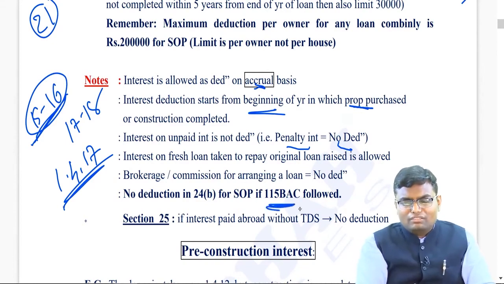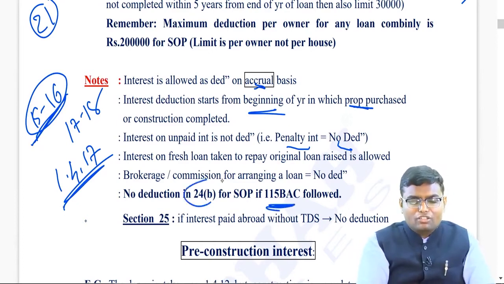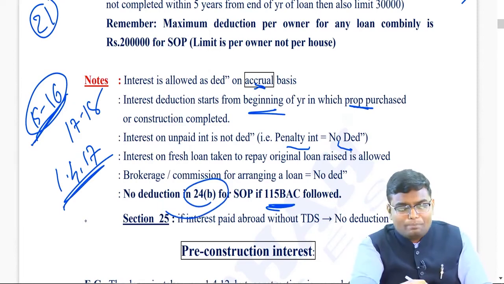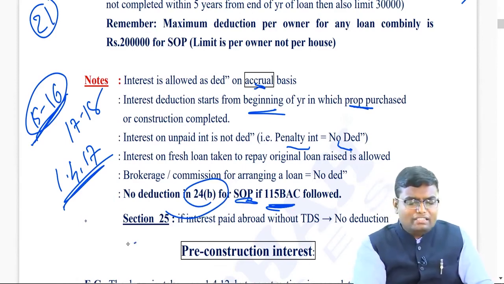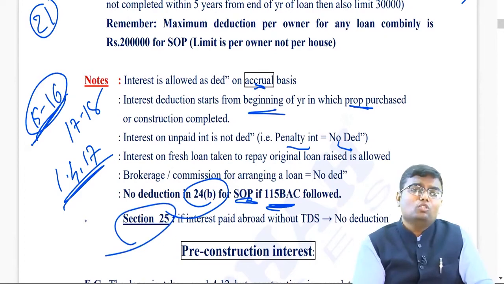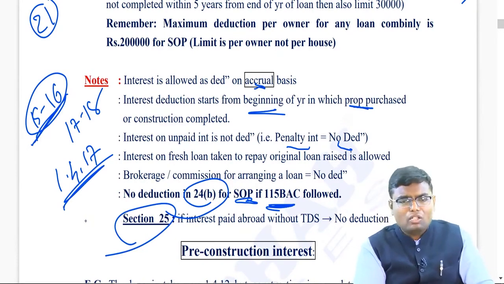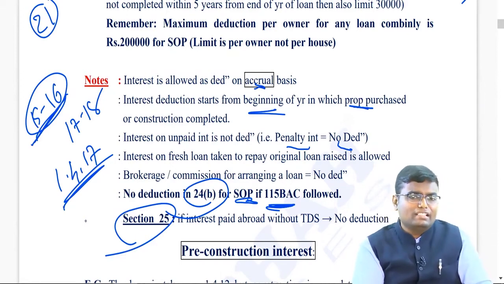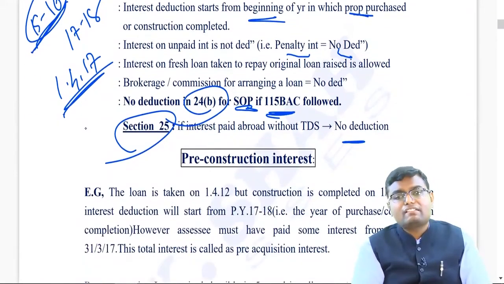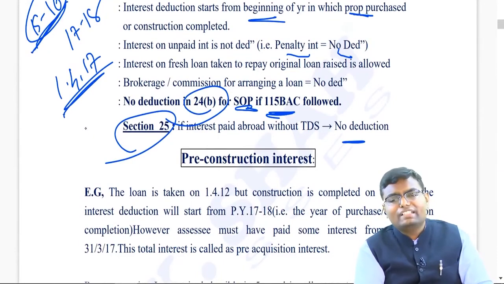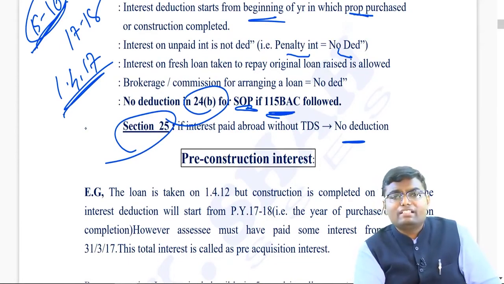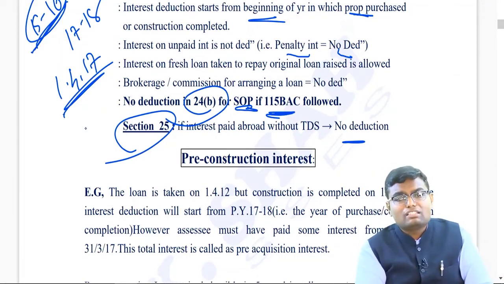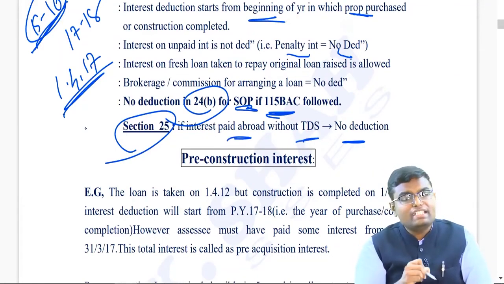Another one, if you are following section 115BAC, that is the optional tax regime, the deduction of section 24 clause B, that is interest for SOP, will never be available. LOP, deemed LOP you can claim, for SOP you can't claim. Last point in this section 25, if you have taken the loan from abroad and you are paying the interest abroad, if you haven't deducted TDS while paying the interest, even though you were liable as per the TDS chapter, then you will not get a single rupee of deduction on that interest. So if you don't deduct TDS while paying the interest abroad, you won't get any deduction. There is no provision for what if TDS is not deducted while paying the interest to a resident. No provision. So that interest will be allowed. This provision is applicable only if you are paying the interest abroad without TDS.